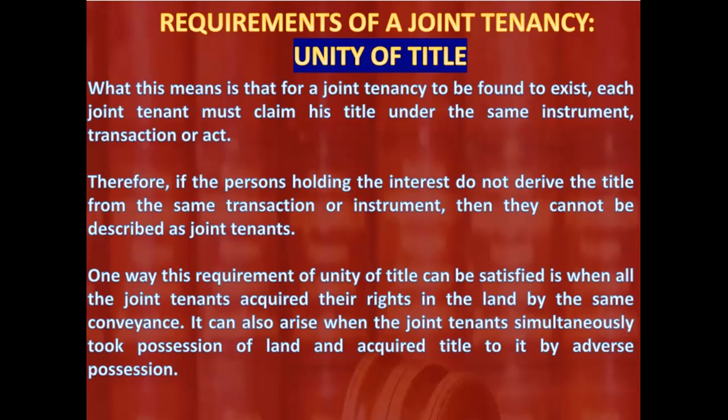Transaction or an act. They must derive their interest or title from the same title document. So if the persons holding the interest as joint tenants do not derive their title from the same transaction, or from the same instrument, then they cannot be holding it as joint tenants. So for a joint tenancy to arise, there must be unity of title, meaning that each joint tenant must claim his title under the same instrument, under the same transaction, or under the same act. And therefore, if the very people who are holding the interest do not derive the title from the same transaction or from the same instrument, then they cannot be holding it as joint tenants.